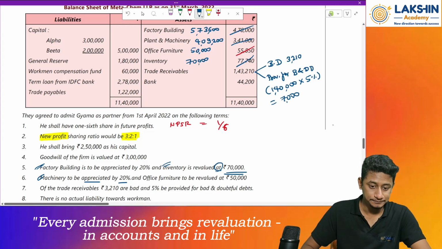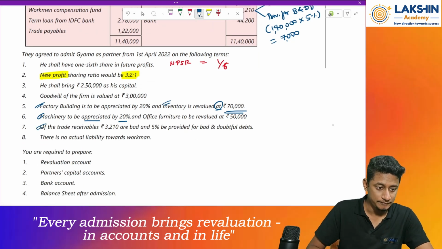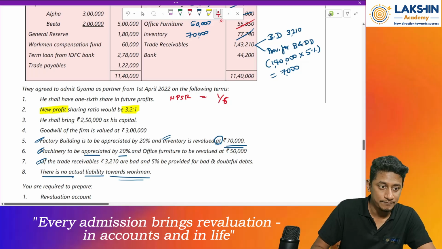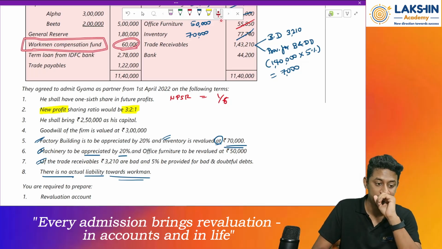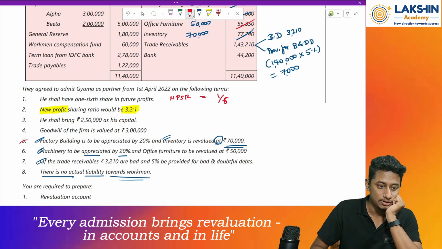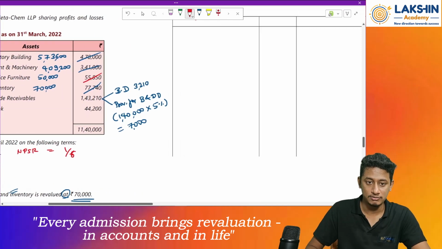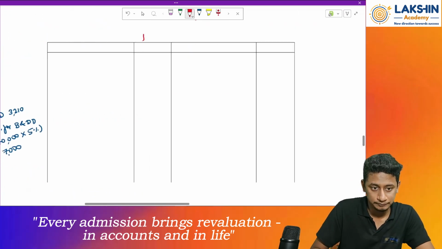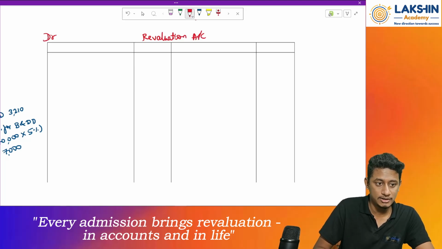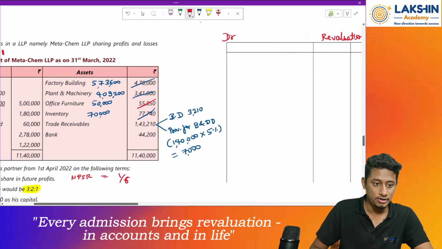Then next. So this part is also done. There is no actual liability towards workmen. Where was the actual liability? This. Okay. What to do with this? I will tell you later on. So we will keep this one pending. So we are done with all these three entries. Okay. Good. Now let us prepare the revaluation account. Revaluation account. That is debits, credits. Okay. Going on.